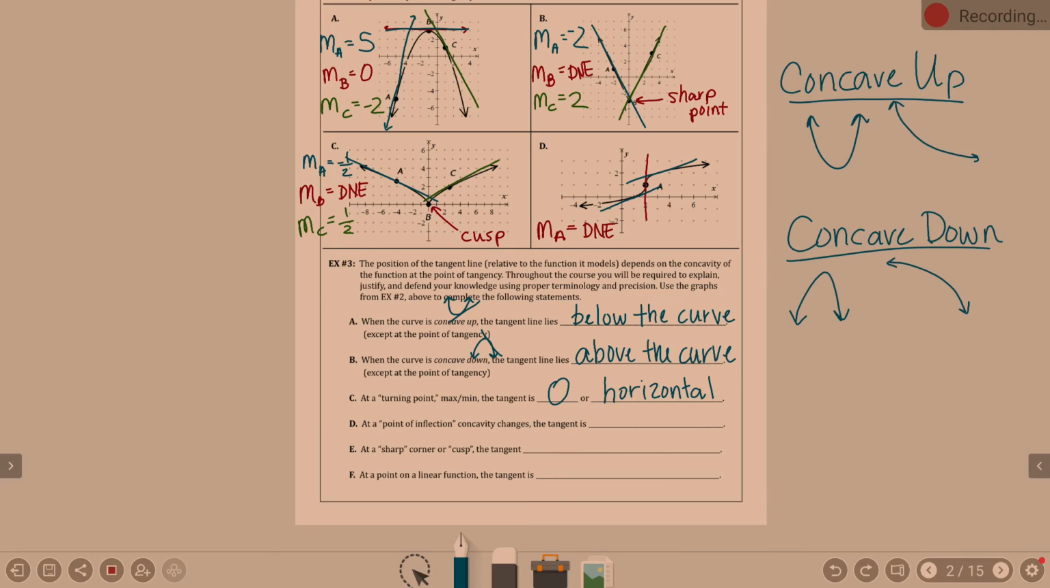So I looked ahead at the next one and I was like, wait a minute. Because D says, at a point of inflection, the concavity changes. So this is a turning point here as a max or min. Over here, this is the point of inflection. This is an example of a point of inflection because my graph goes from being concave up to concave down. And that tangent is what? It's a vertical line, isn't it? So that tangent is vertical.